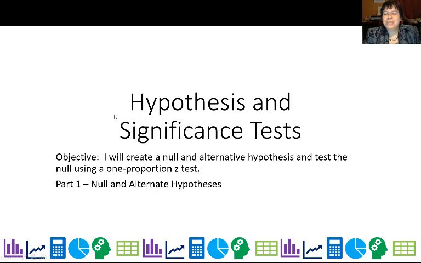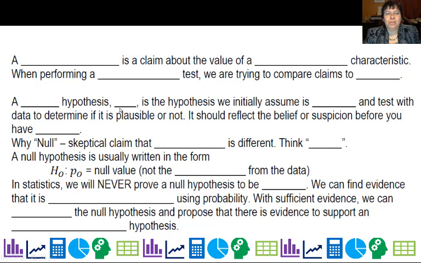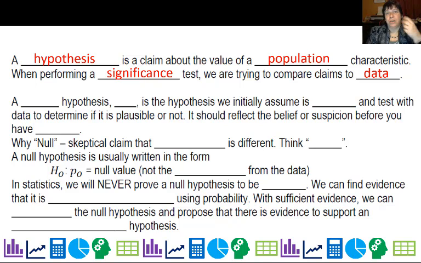Anyways, so we're going to be talking about hypothesis, which is a claim about the value of a population characteristic. When we're performing a significance test, we're trying to compare claims to data. So it's what you think is true about the population compared to what you actually measured for the sample that you got. Now, a null hypothesis, which is written as H naught, is the one that we initially assume is true. And we test it with data.